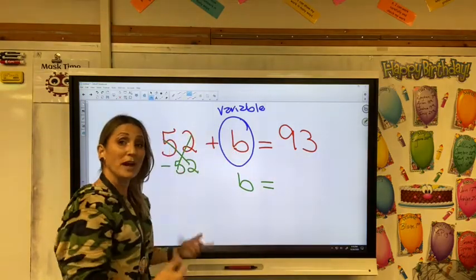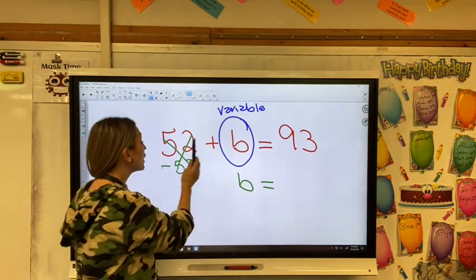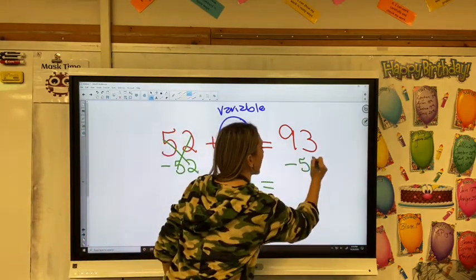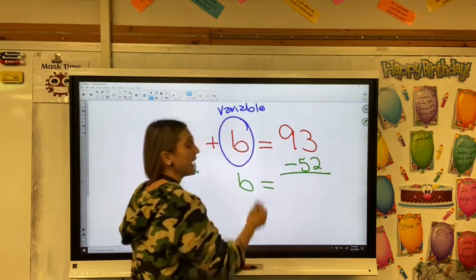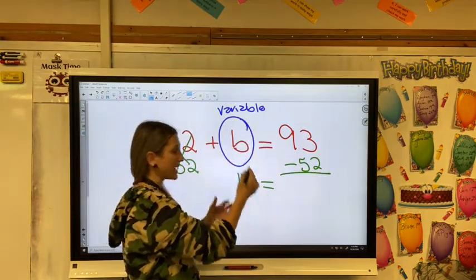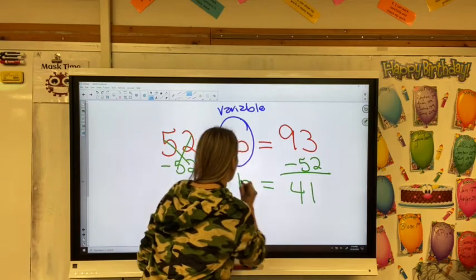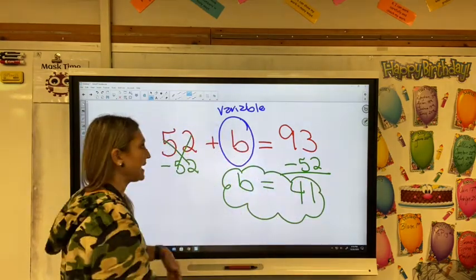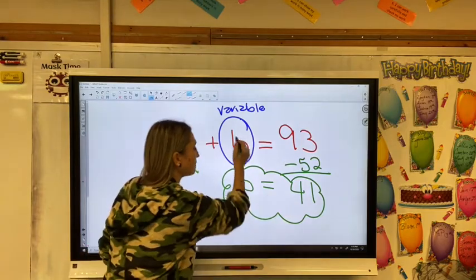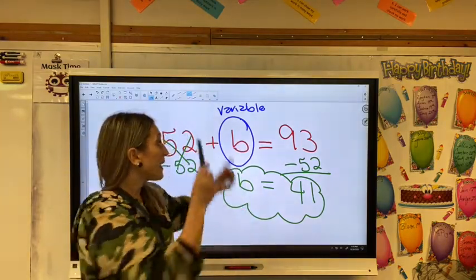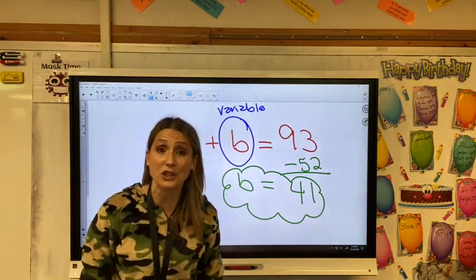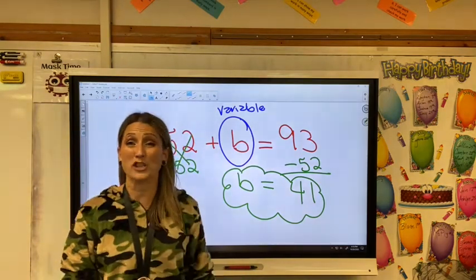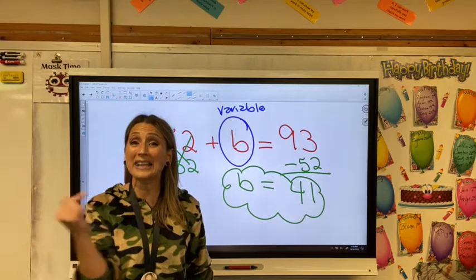And the easy way to do that is inverse operations. You subtracted 52 from this side, so now you're going to subtract 52 from this side. And when you subtract 52 from 93, you get 41. And that is what B equals. Again, I go back up and I put 41 in for B. This is what we've been doing in 6th grade. Algebra. It's now an algebraic expression because it's got a variable in it, a letter.